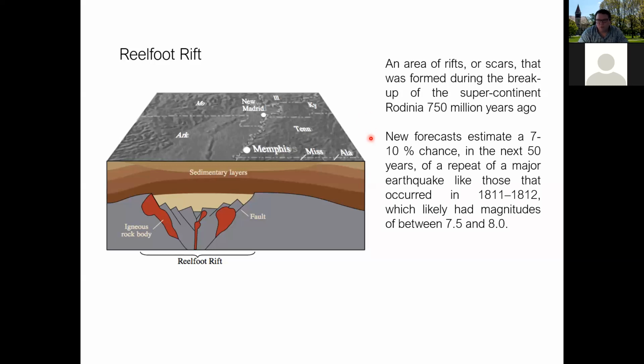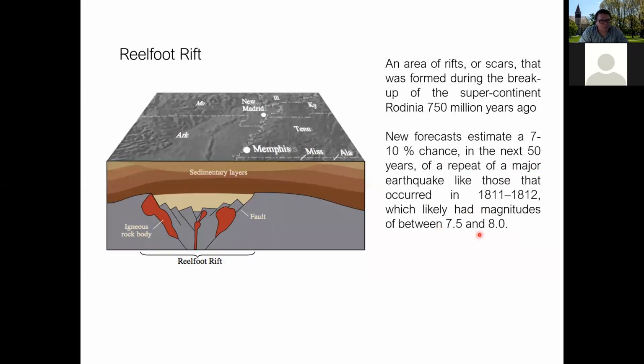Give you perspective in terms of the risk. The new forecast is about a 7 to 10% chance, 1 in 10, 1 in 12% chance, within the next 50 years of a repeat of a major earthquake like those that occurred in 1811 and 1812, and they expect that would be a magnitude of 7.5 to 8.0.